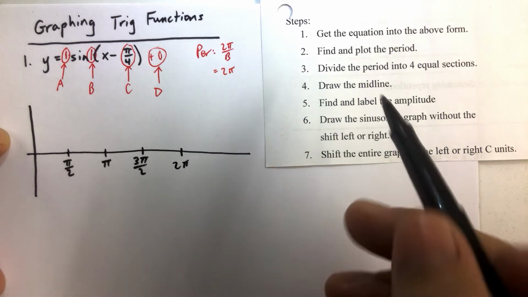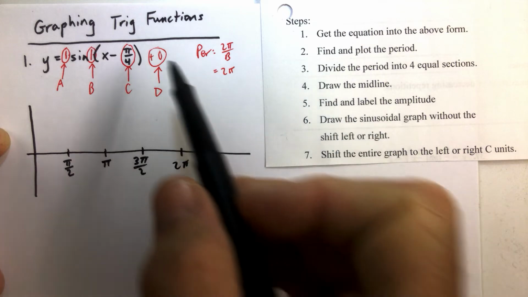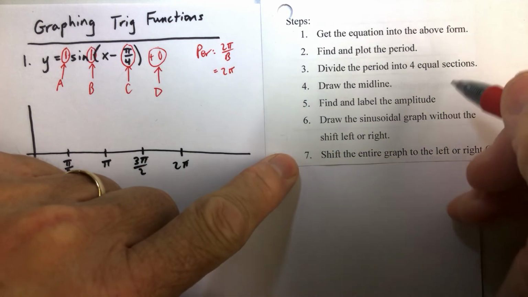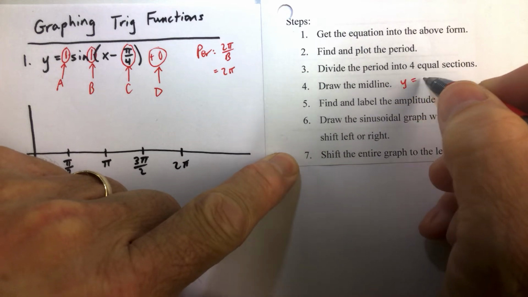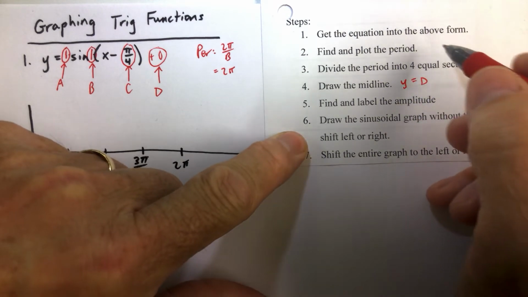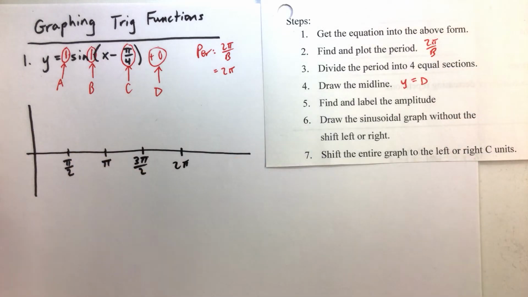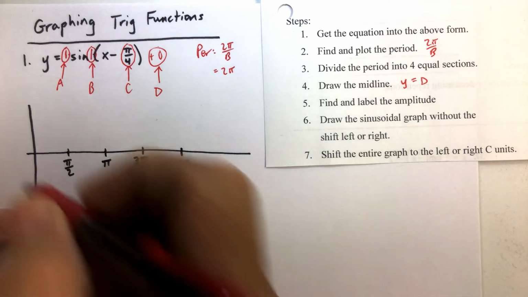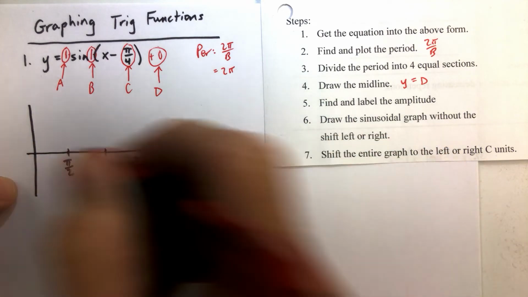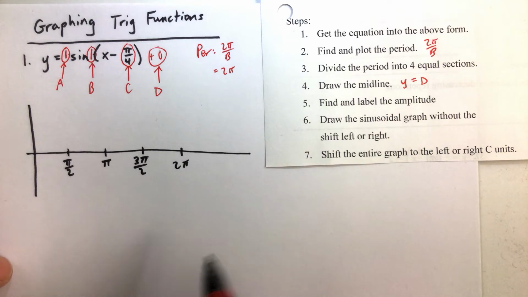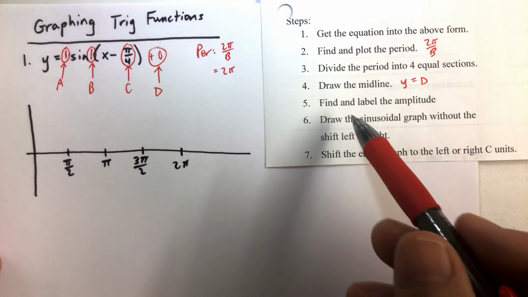So now, after we do that, we draw the midline. The midline is always y equals d. Let me go ahead and write that. y is equal to d is the midline. The period is 2 pi over b. And since d is 0, the midline would be the x-axis, y equals 0. We don't actually have to draw the midline now because it's already drawn for us.